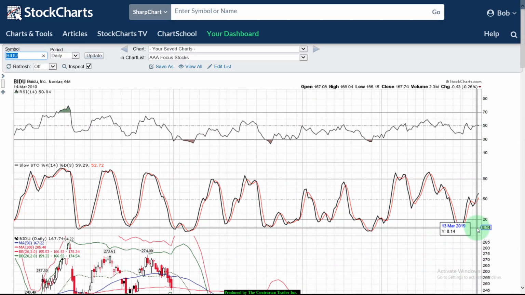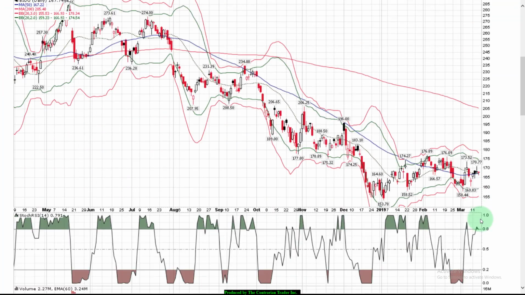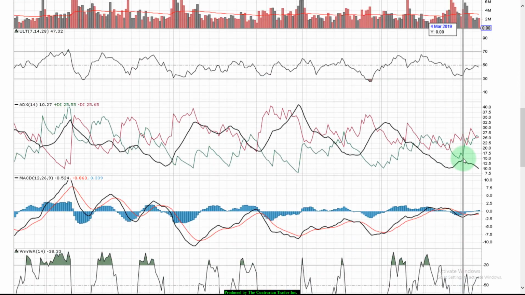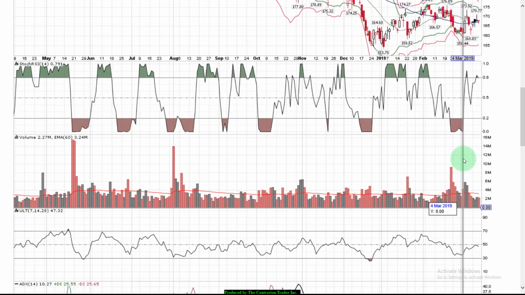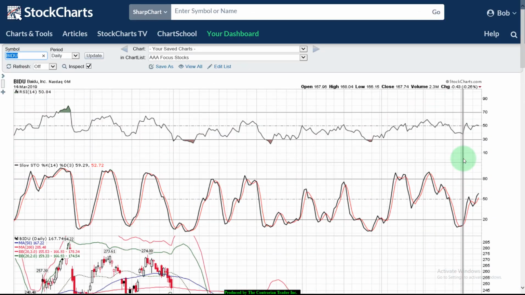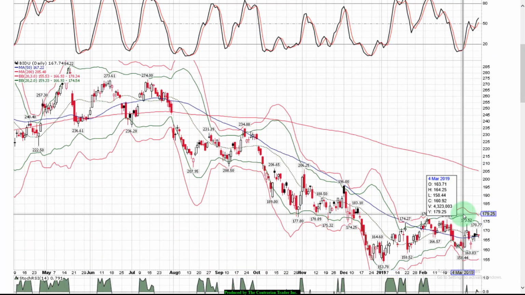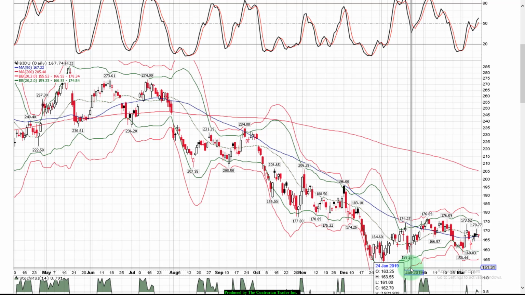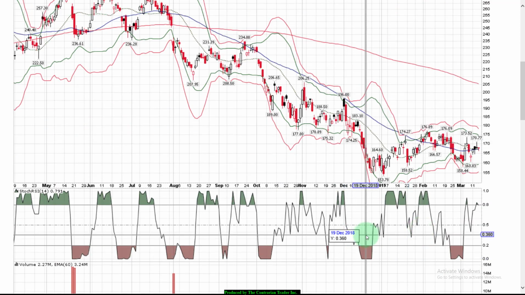RSI and Stochastics are looking good. These are forward indicators. They're looking okay. Down volume yesterday was very light, but up volume was very light as well. Nothing happening here, so no reason to go running in and buying these shares on hope. If anything, we remain in the downtrend and we should be fearful were we to decide to put on a long trade.